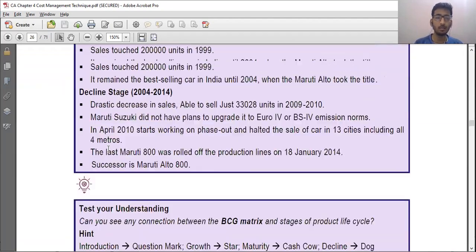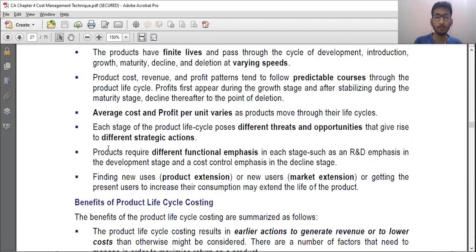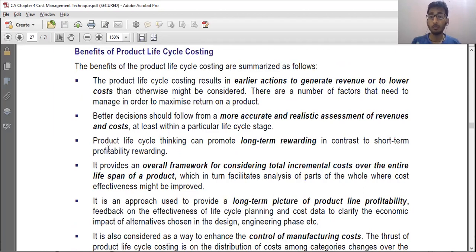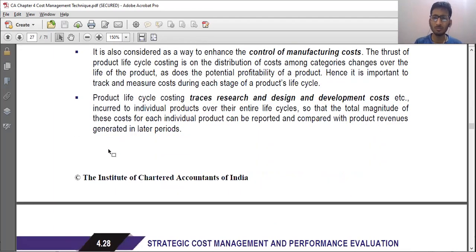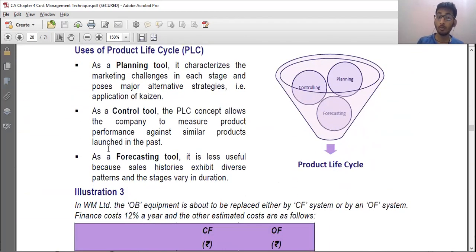Now these things, I hope you know what the characteristics of the product life cycle are. We have already done the things. The benefits of PLC: when we see the product life cycle, we can easily estimate at the very beginning whether we need to start it or not. How would be the long-term reward from this product? So I hope you have understood the base of this concept. Now you can easily go through this. There would not be any issue.